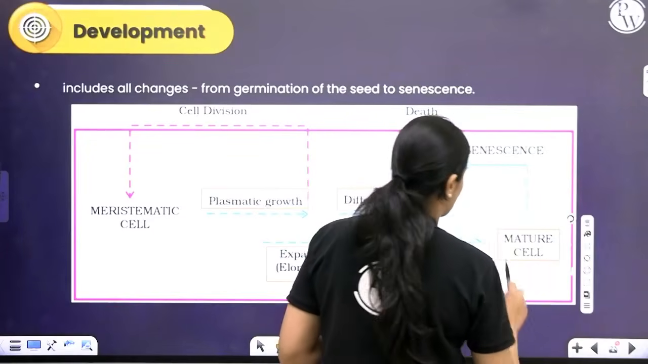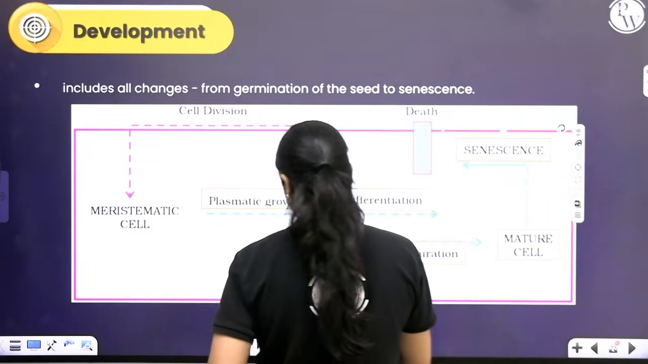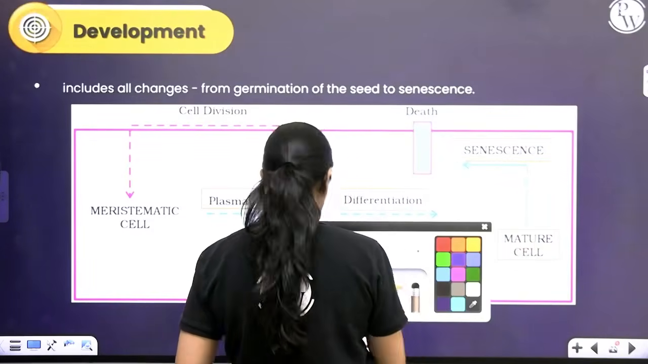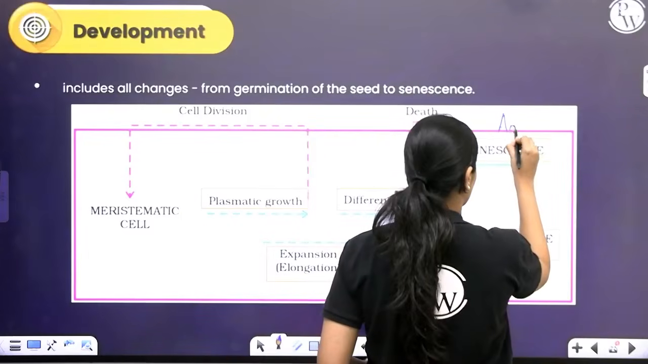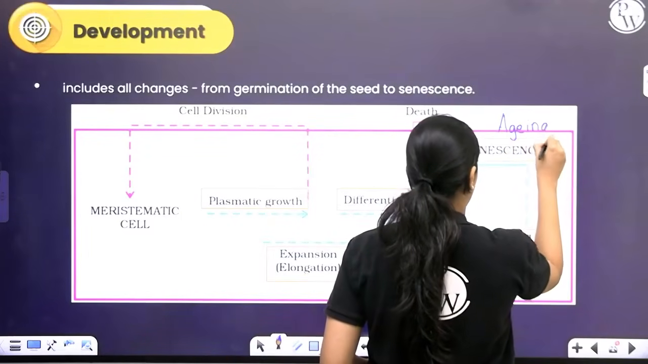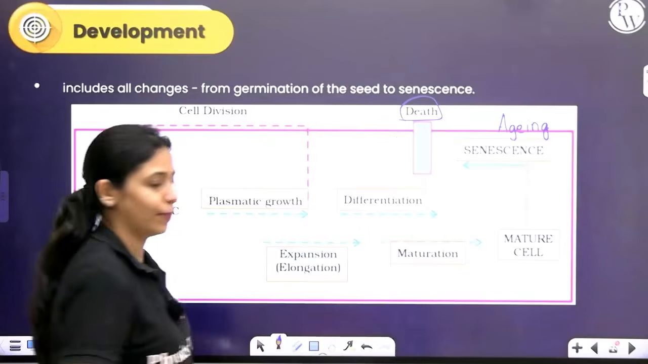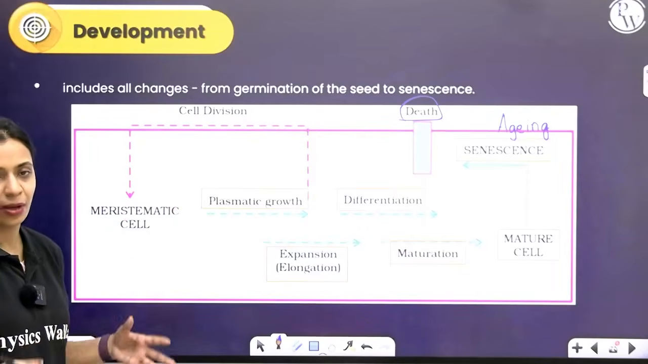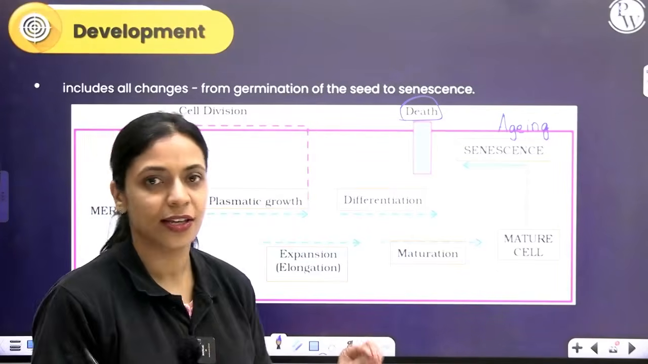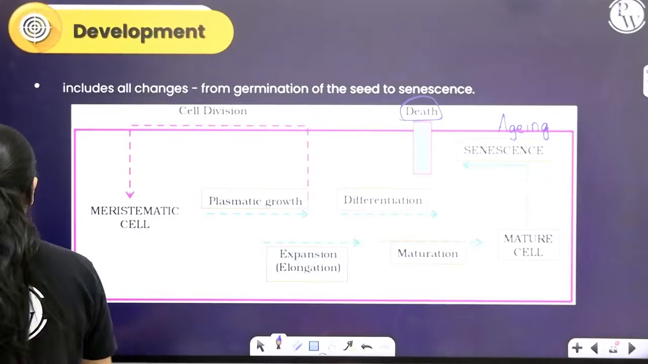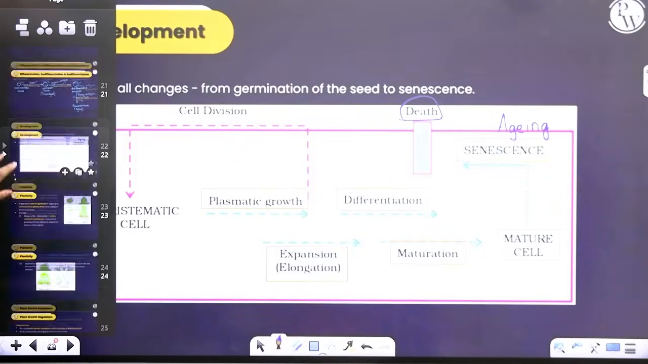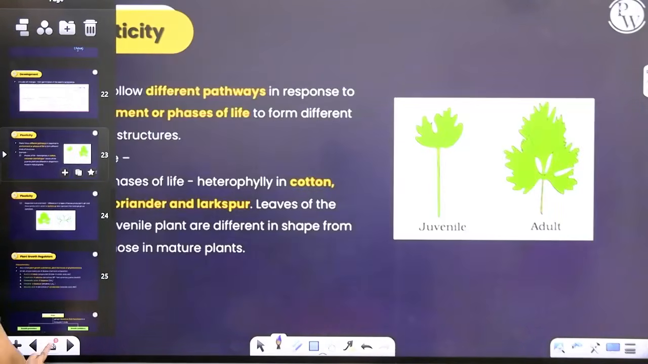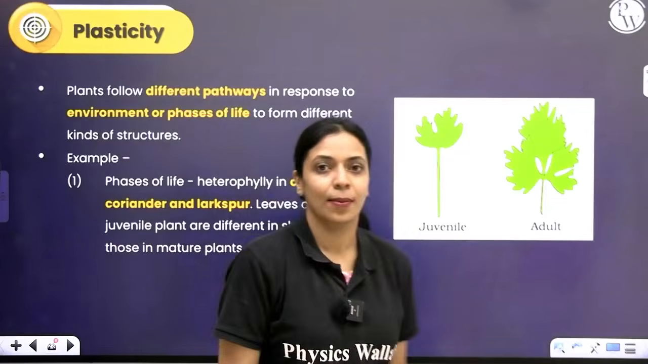And this mature cell will undergo aging. Aging is called senescence. And ultimately, death will happen. So, during the development, all of these processes are going to take place. All right. Now, let's talk about a concept called plasticity. What is plasticity?